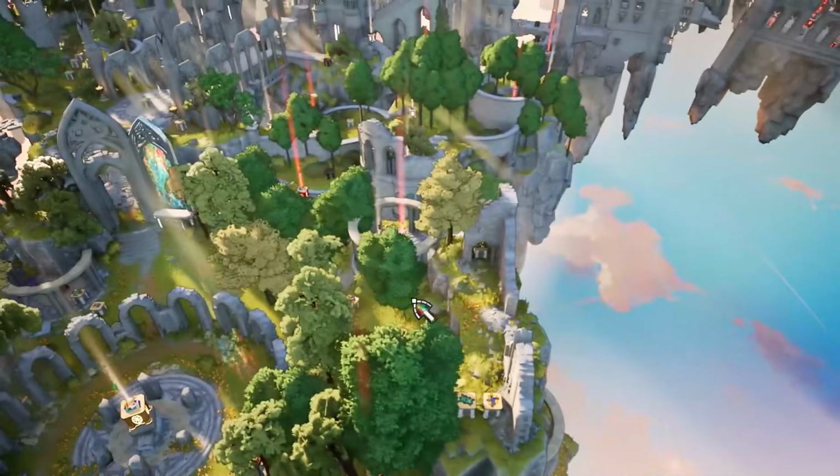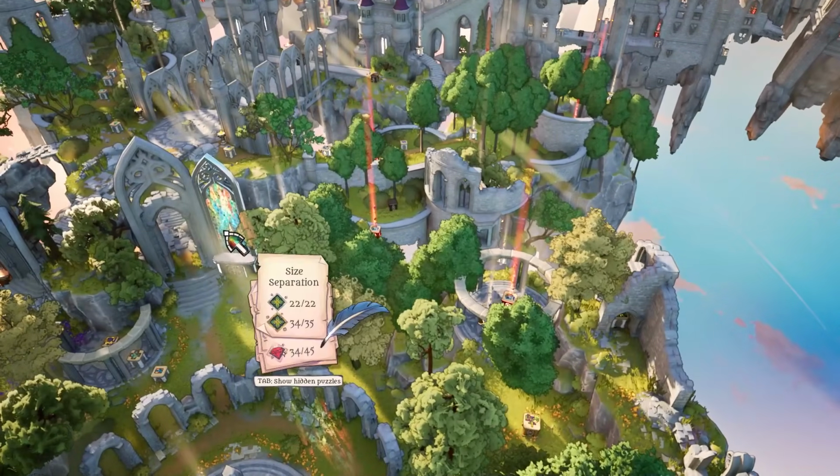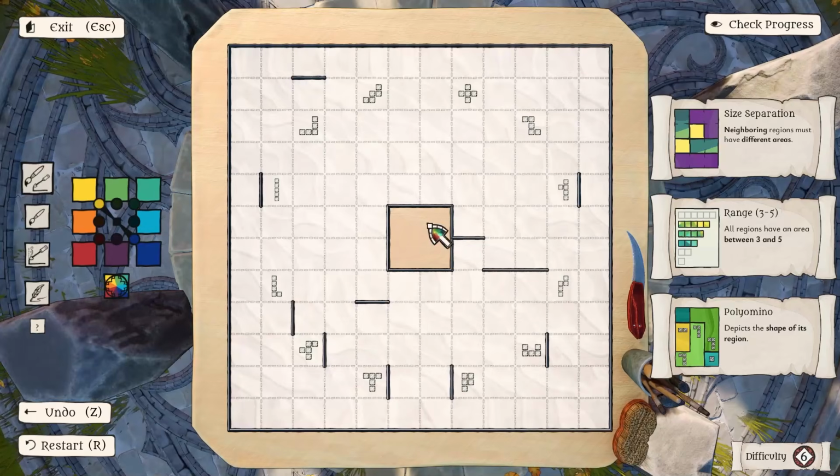Wait, what puzzle was that? Oh yeah, we've got one more, right? Yes, okay. Boss puzzle, 6. Gosh, it's big. Size separation, range 3 to 5, polyomino. Size separation, range 3 to 5. So those are 5s. You're a 5.